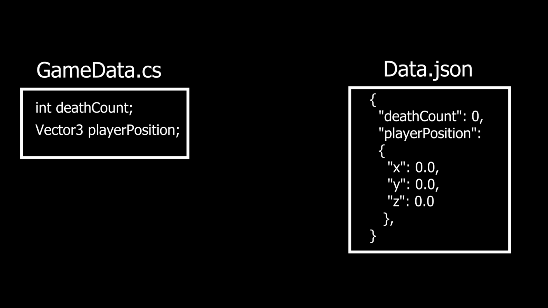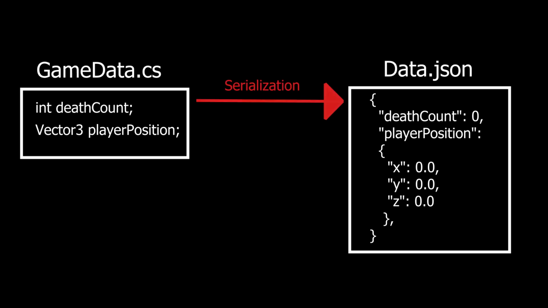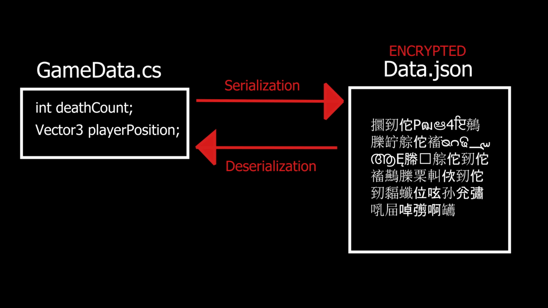The process of going from a C# object to a more compressed format is called serialization, and the reverse of that is called deserialization. You'll hear those terms at least a few more times throughout this tutorial. And last, as a final touch, we'll add the option to encrypt the JSON data so that it isn't as easily changeable by the player.